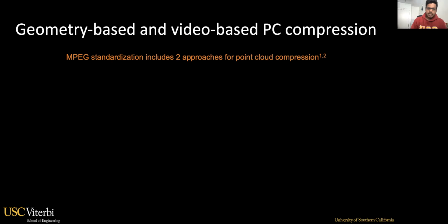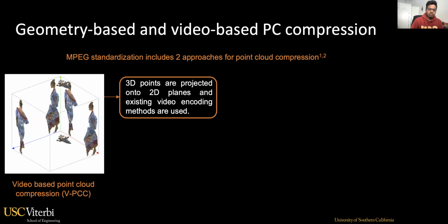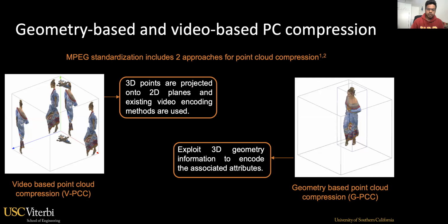MPEG currently has two standardizations for point cloud compression. First is video-based point cloud compression. In this method, the 3D points are projected to 2D planes and the existing video encoding methods are used. The other class of encoders are geometry-based point cloud compression encoders. In this, the encoders use the 3D geometry information to encode the associated attributes. As we can clearly see, the video-based point cloud compression methods can use chroma subsampling, which has been developed for images and videos.